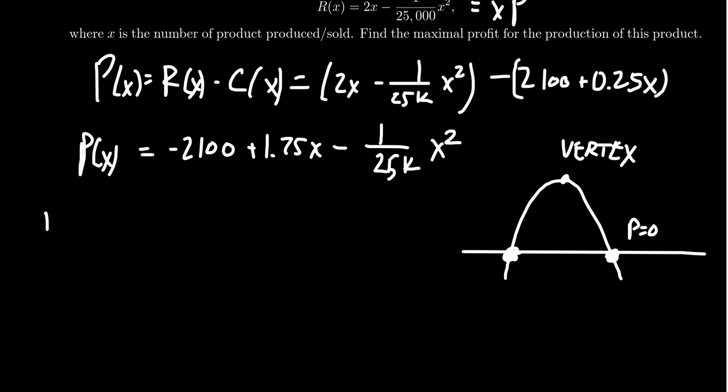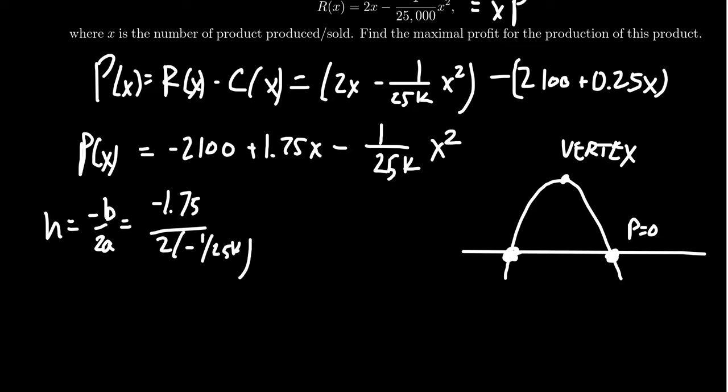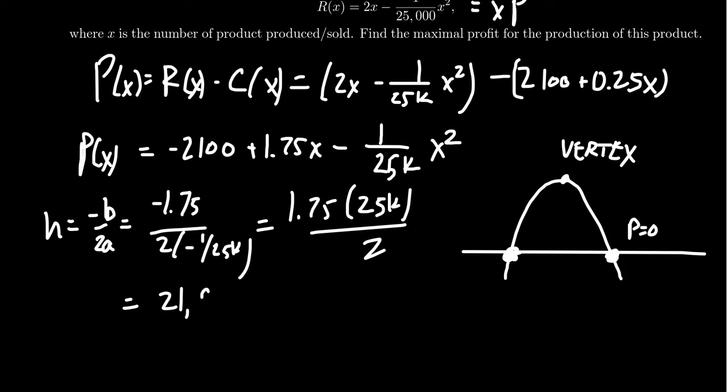So using our formula for the vertex, negative b over 2a, we see that the optimal production level is going to be negative 1.75 divided by 2 times negative 1 over 25,000, which is the same thing as 1.75 times 25,000 divided by 2. Anyway, feel free to use a calculator to help you out here. You end up with 21,875.